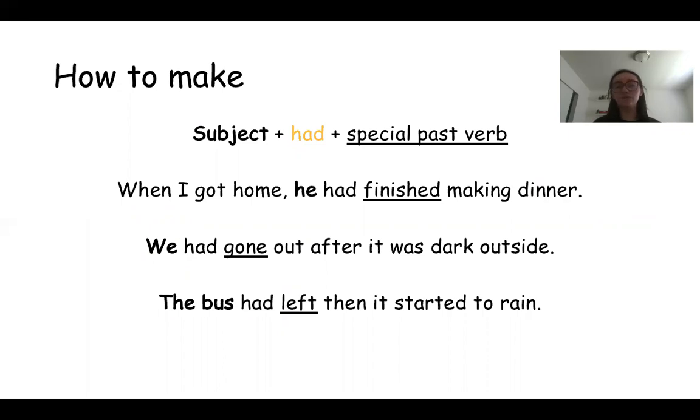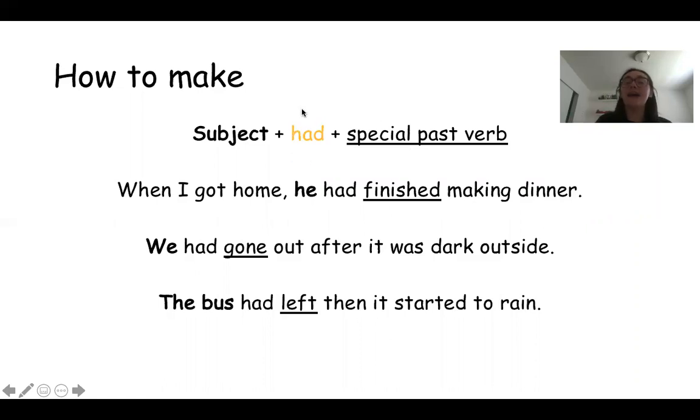Now we're going to focus on how to make the past perfect tense. So all we need to do is we have our subject, just like always, the person or the thing that we're talking about. We use the word had, right? And then the special past verb.